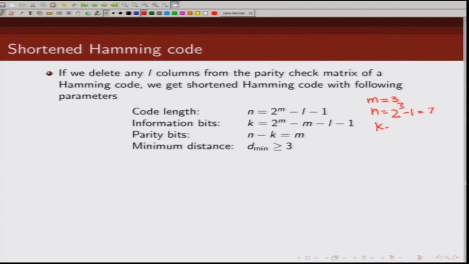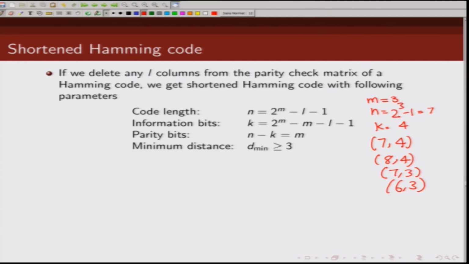So, K is 7 minus 3, that is 4. So, this becomes the 7-4 code, right. What if I am interested in designing, let us say, an 8-4 code, or let us say I am interested in 7-3 codes, 6-3 codes. So, there are various techniques available to tweak the parameters of the code. We are going to talk about some of them.